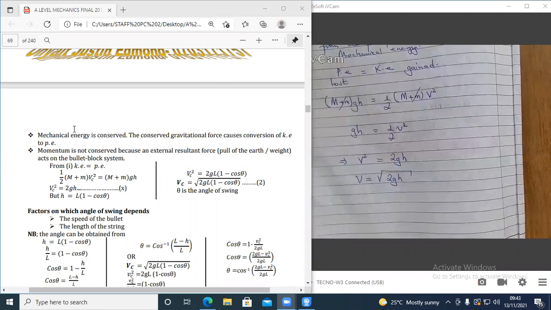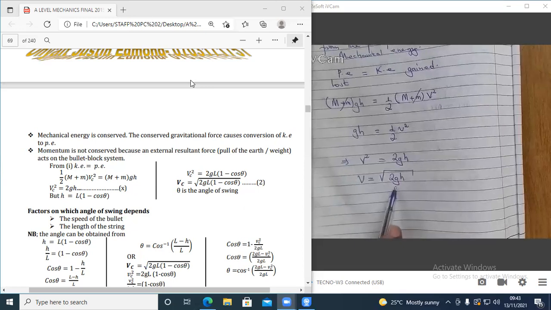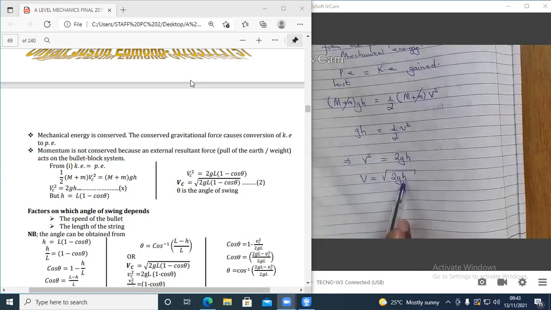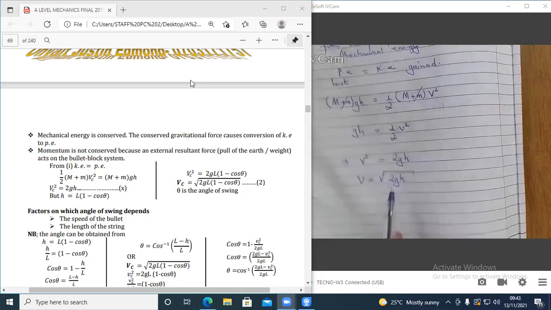Yes. So what does it mean? This one tells us that the combined velocity does not depend on mass. Does not depend on what? On mass. What does it depend on? It depends on the acceleration due to gravity, and then the height. Gravity and the height. Yes. Take note of that.